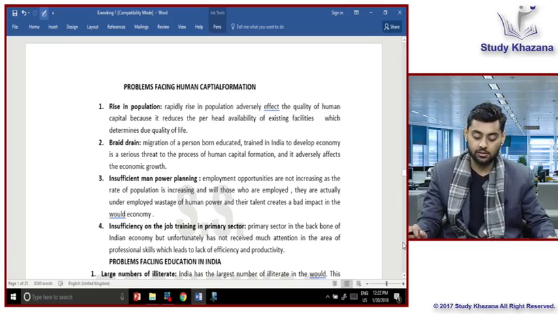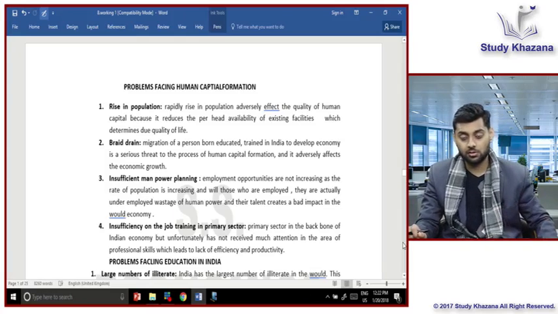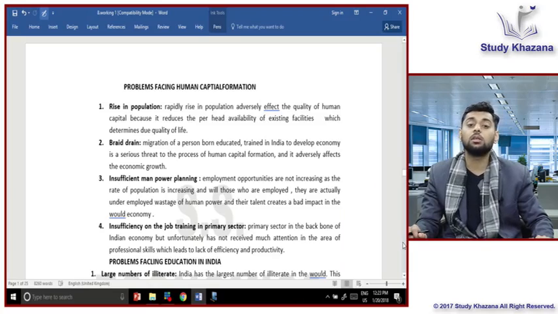The third point, as you can see, is insufficient manpower planning. A lot of people are roaming around unemployed. They are begging in the streets and just sitting unemployed, presenting what? That we don't have good manpower planning. If people in our economy are unemployed, then this is the failure of our system.